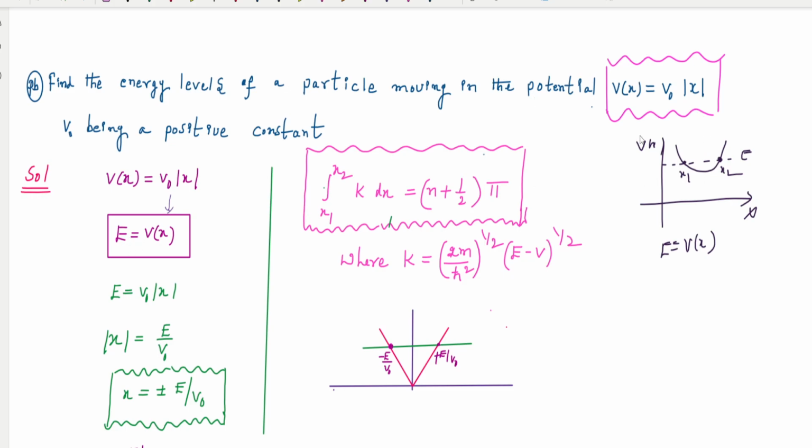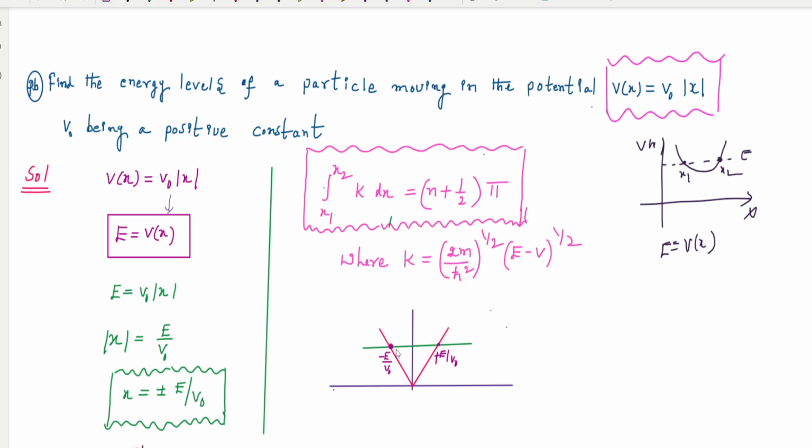So we know the classical turning points in the WKB approximation. At the classical turning point, energy is equal to the potential energy. Substituting in place of the potential energy what they're giving, E equals V naught modulus of x. Then modulus of x equals E divided by V naught, so x equals plus or minus E divided by V naught.